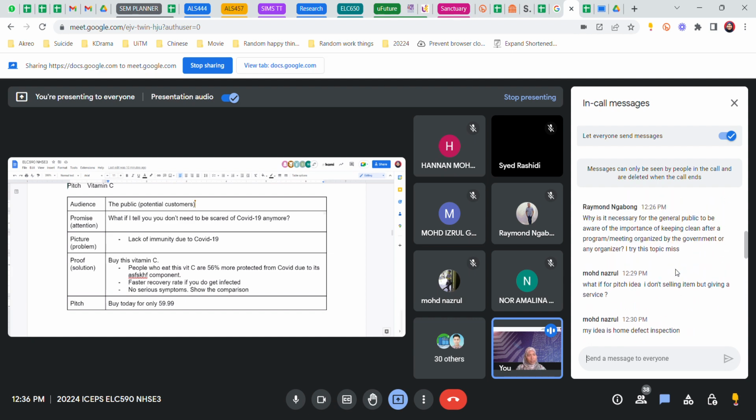Okay. Now, just now there's a question up top there from Raymond. Why is it necessary for the general public to be aware of the importance of keeping clean after a program organized by the government? Raymond, are you able to talk with us? Yeah, I want to use the topic because when the government or any organize the event like the New Year event, we look the public did not awareness about the cleanliness, right? So I want to use this topic, Miss.